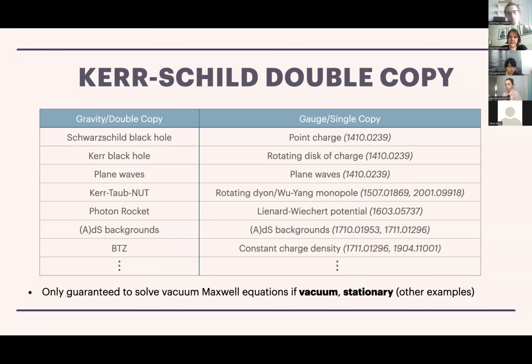So there are a lot of nice examples for the Kerr-Schild double copy. It seems to work, it seems to be intuitive, but this is only really guaranteed to solve the vacuum Maxwell equations on the gauge theory side if the original space-time is vacuum and stationary. Some of these examples, for example the photon rocket, are not vacuum or stationary, so you can apply it, but things have to be massaged a little bit to get exactly what we want on the gauge theory side.